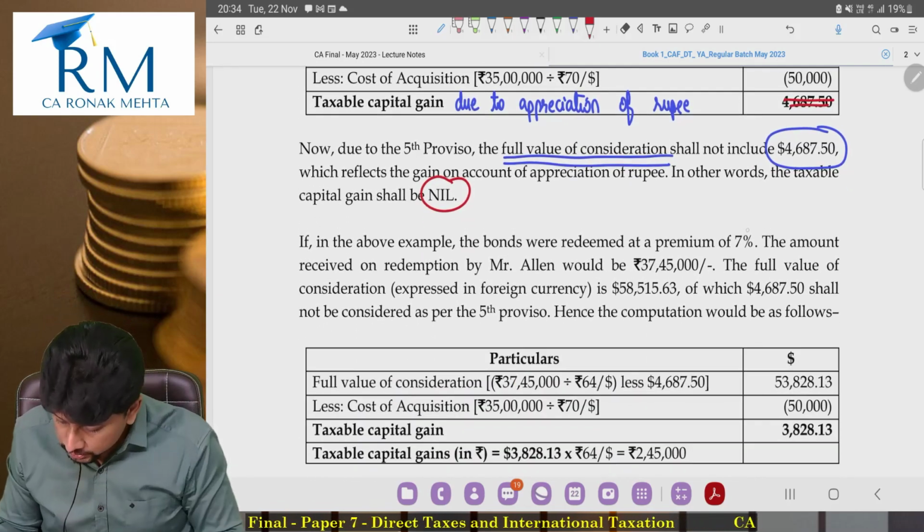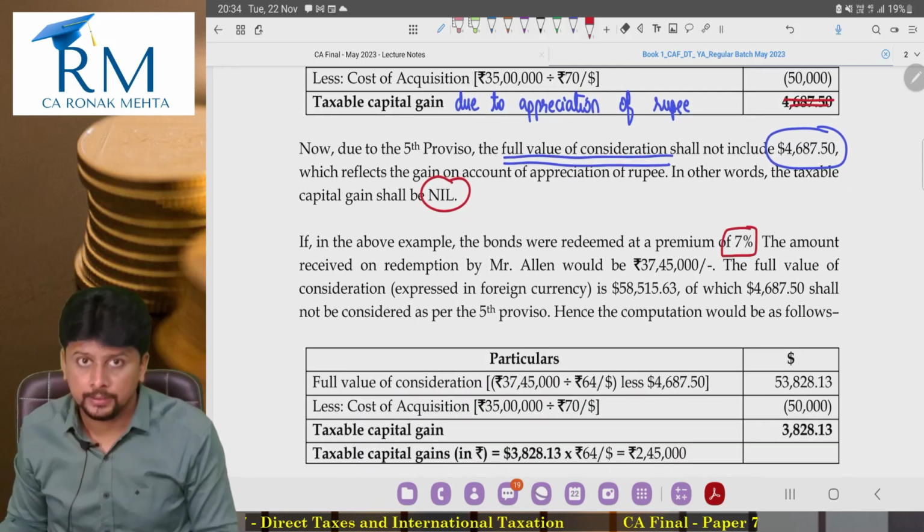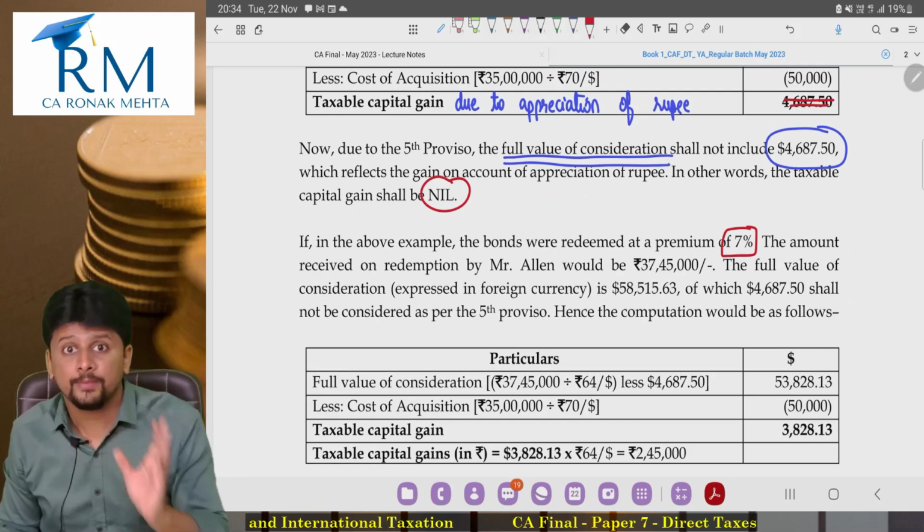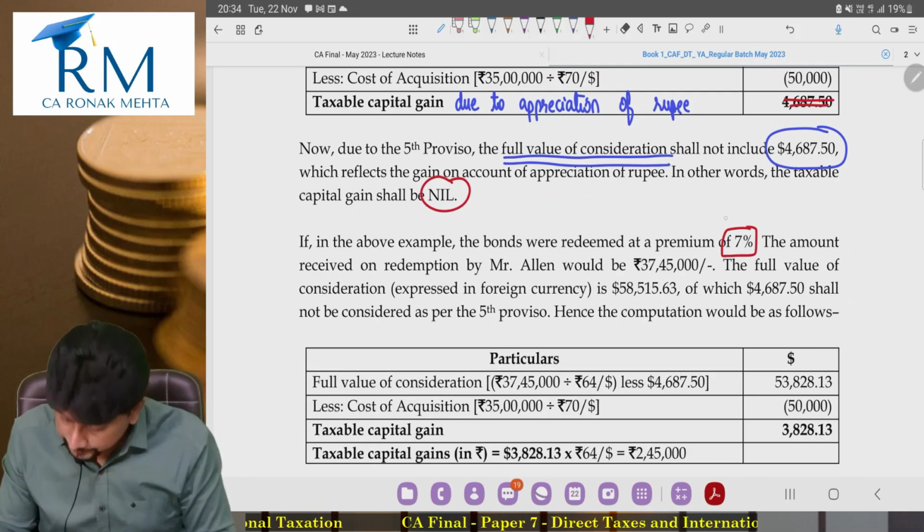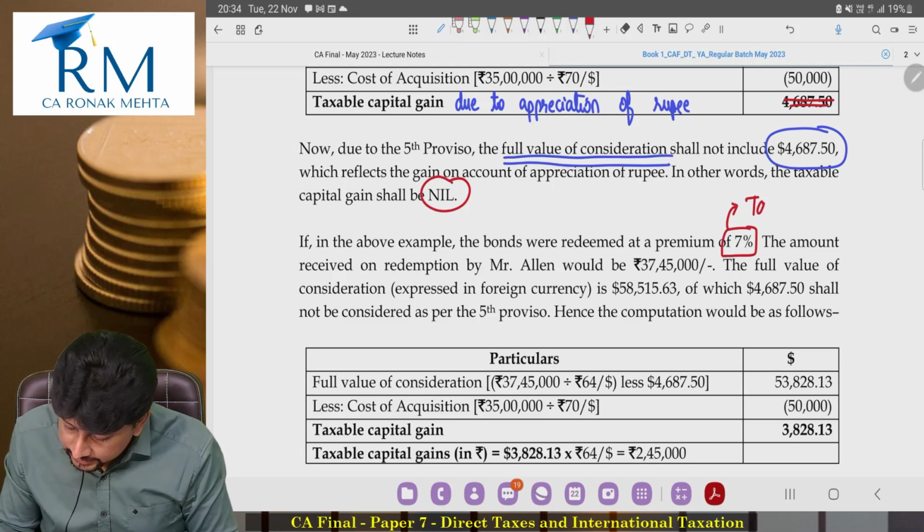Example 2. Suppose the bonds were redeemed at a premium of 7%. Up to 7% premium, the company has paid 7% extra. So obviously this should be taxable, no?